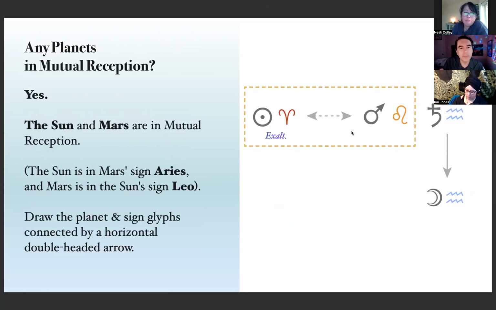Okay. Are there any planets in mutual reception? The Sun and Mars, yeah. I should have broken these slides up more, but you get the idea.